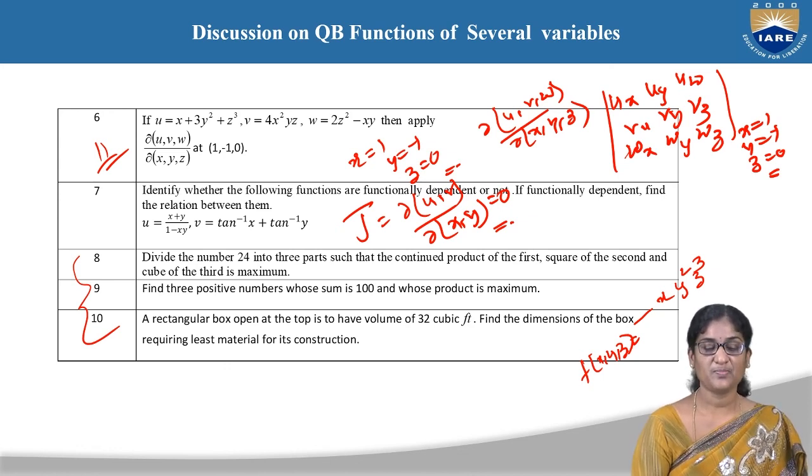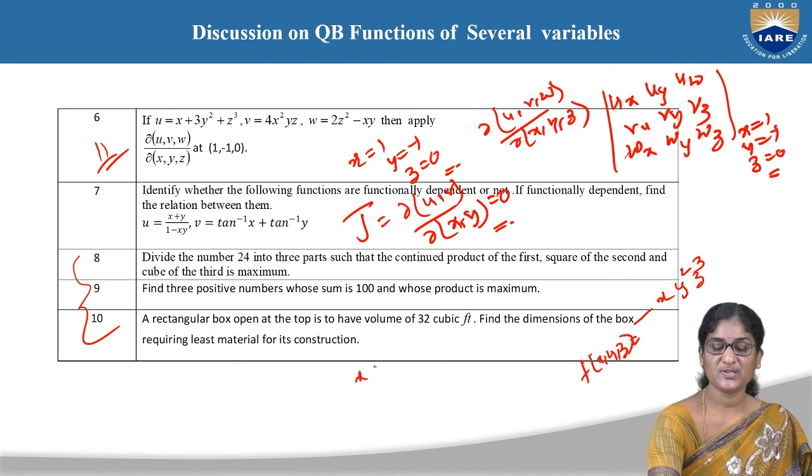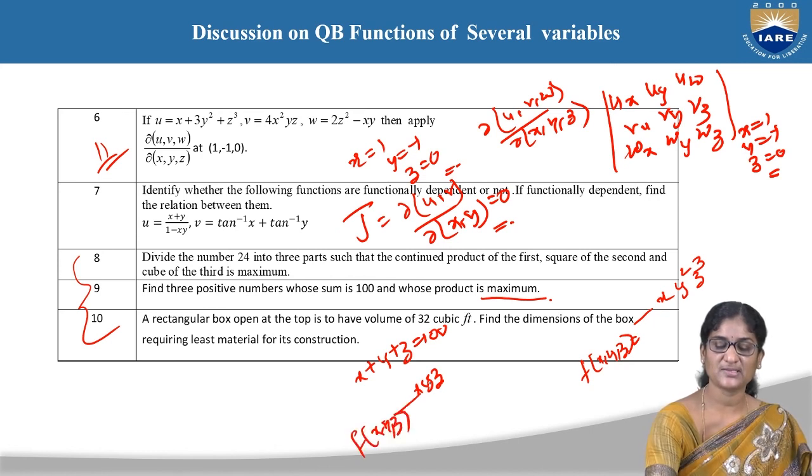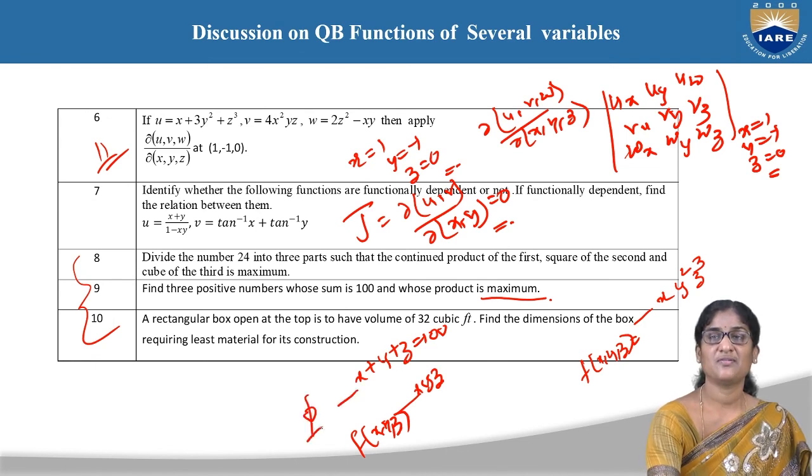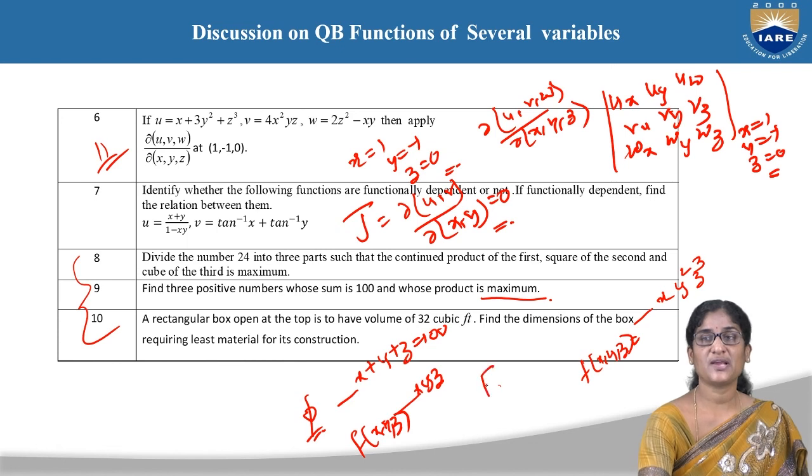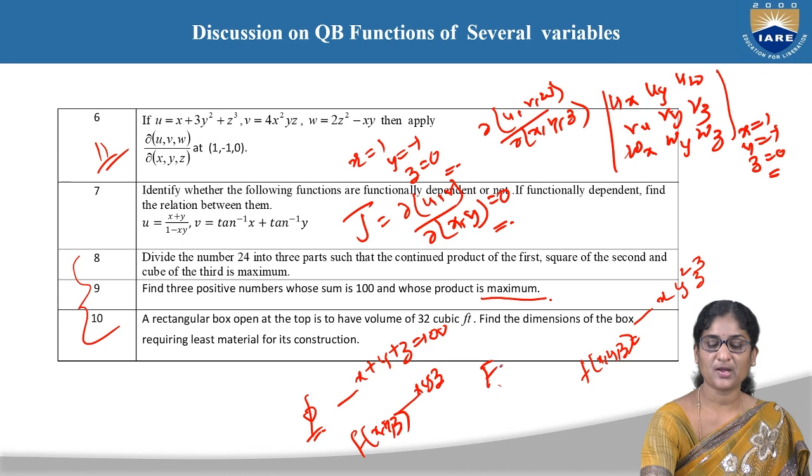Next, find the 3 positive numbers whose sum is 100. That means x plus y plus z is equal to 100 and whose product is maximum. So f of x comma y comma z is nothing but x into y into z, and x plus y plus z is equal to 100 is nothing but the phi value, because for using Lagrange's multipliers, we need to find out the function F plus lambda into phi. So this is the f and this is the phi value.